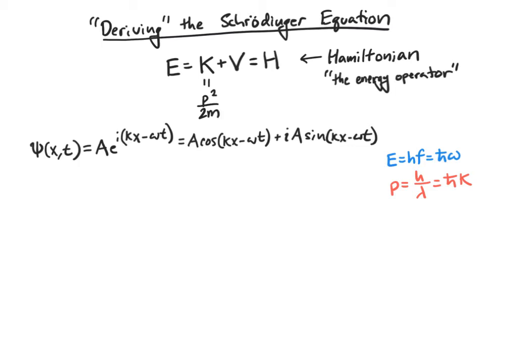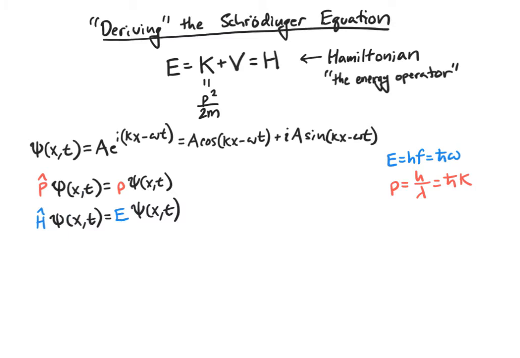His next step was to look for the momentum operator and the energy or Hamiltonian operator, whose eigenvalues are the momentum and the energy of the wave that he wrote down, respectively. By plugging this wave function into these eigenvalue equations, and making use of the relationship between E, omega, and p and k, Schrodinger showed that the momentum operator could be written as minus i h bar times d/dx, and that the Hamiltonian or energy operator can be written as i h bar times d/dt.